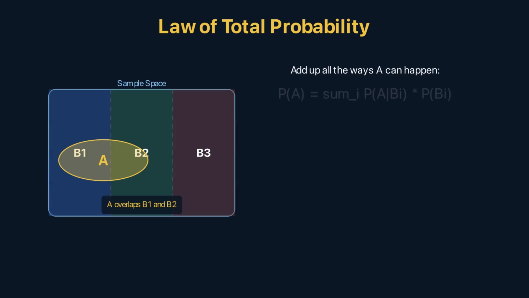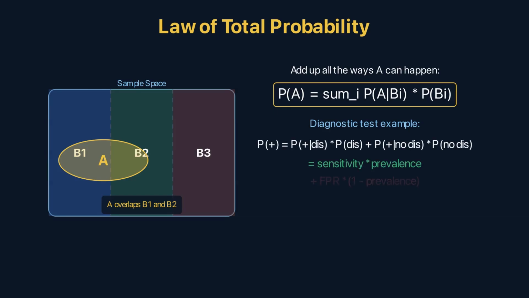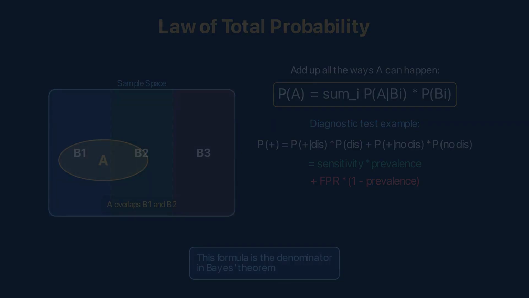For a diagnostic test, P of positive test equals P of positive given disease times P of disease plus P of positive given no disease times P of no disease. That's sensitivity times prevalence plus false positive rate times 1 minus prevalence. This formula is the denominator in Bayes' theorem.